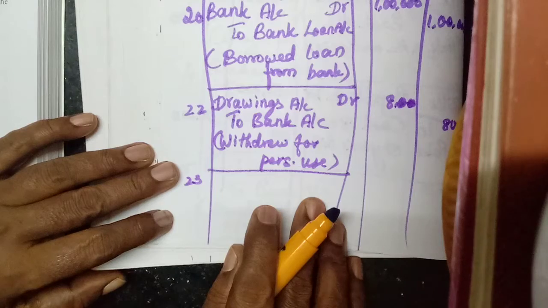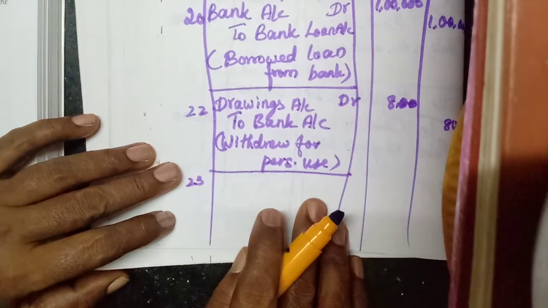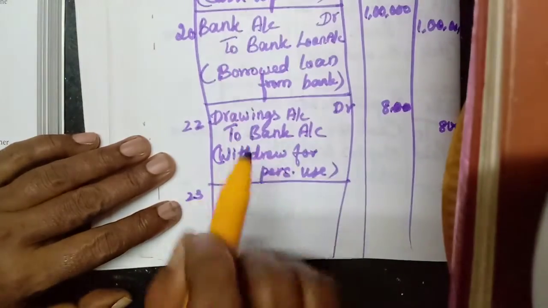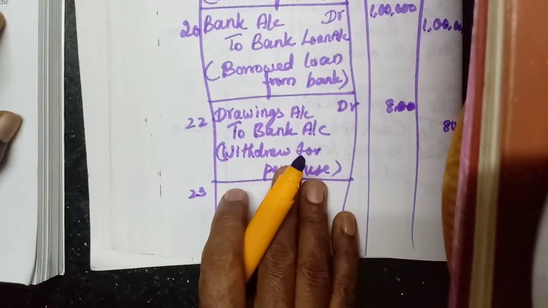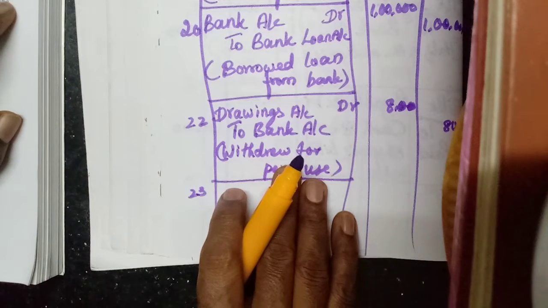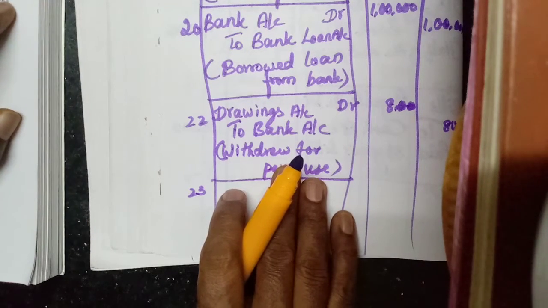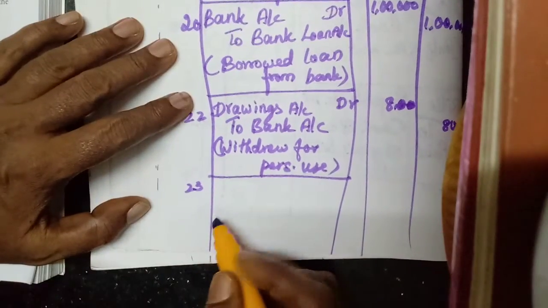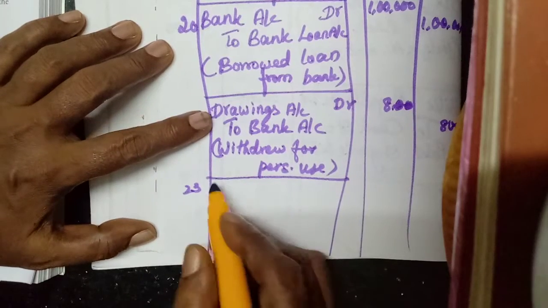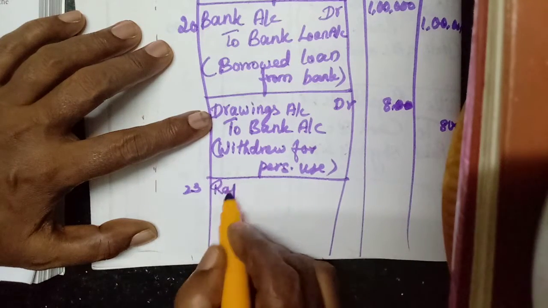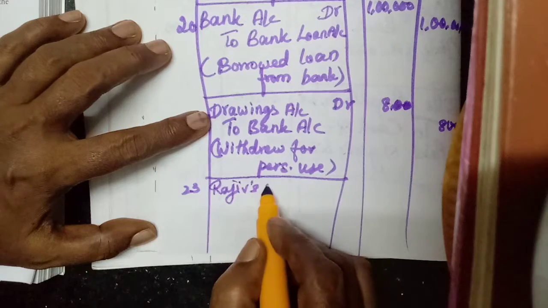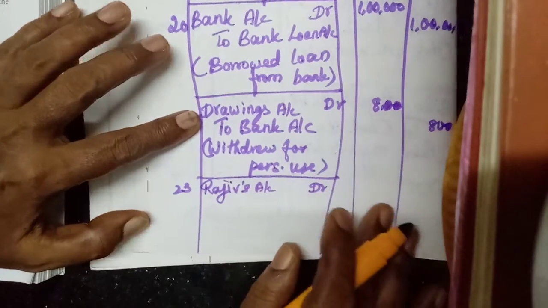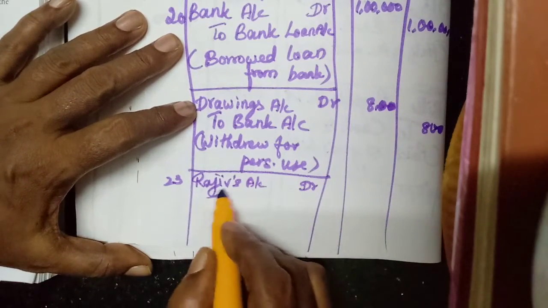Amount paid to Rajiv in full settlement through NEFT. For Rajiv, 1 lakh we have purchased. Now we are paying 99,000. Full settlement means the remaining 1,000 is a credit for us. So Rajiv's account should be debited. Rajiv's account we have to debit the full amount, 1 lakh.